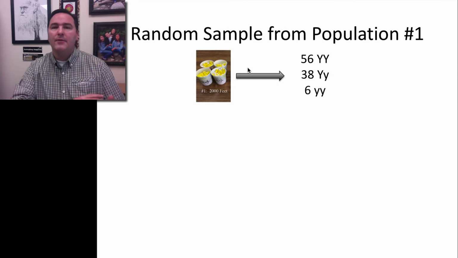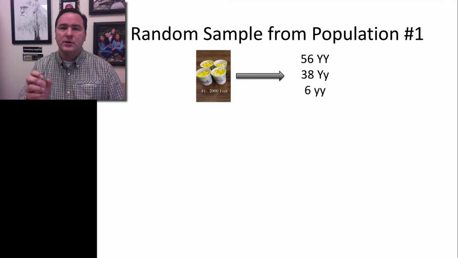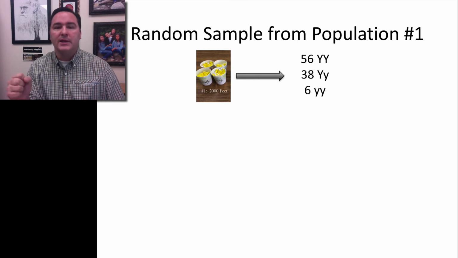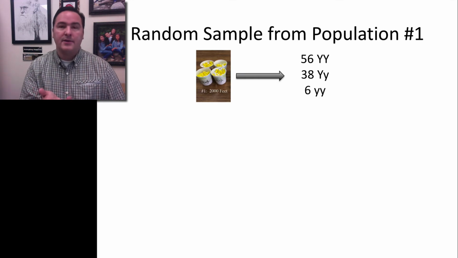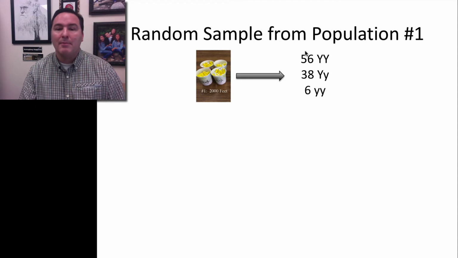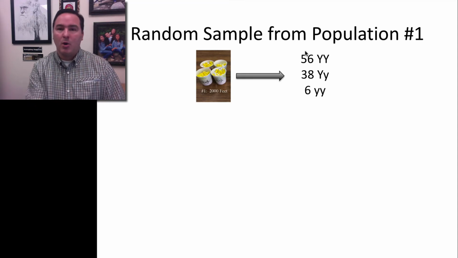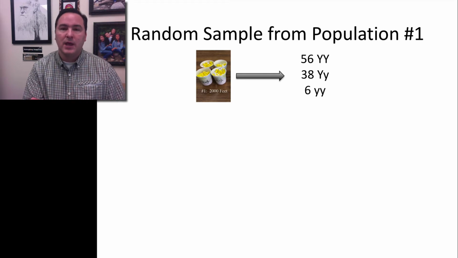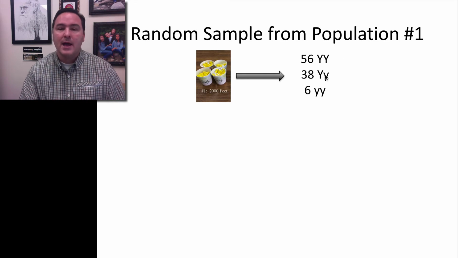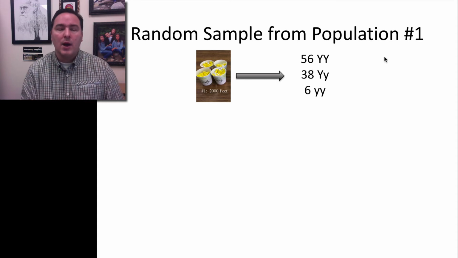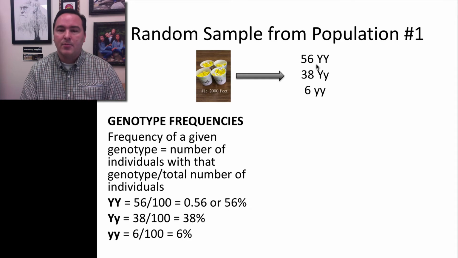And when I pull out those beads, I could do this 2 at a time. I pull out 2 beads and look at them in my hand, and if they're 2 yellow beads, then that would become part of my big Y tally. If I pull out 2 beads and one of them is yellow and one of them is white, that would be part of my big Y, little y tally. And if I pull out 2 beads and they're both white, that would be part of my little y tally. So I pull out 2 beads 100 times, and I end up with these counts.